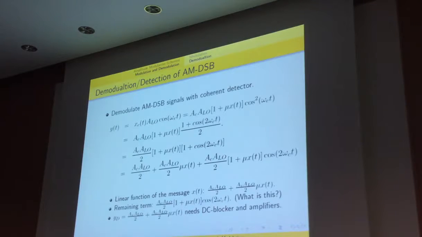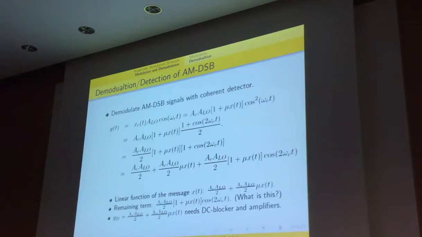So we are finished, right? We can recover our message, but not yet for AM DSP. Why? Because we haven't dealt with the first term yet. The first term is constant and it's a DC component. To reject this DC component, what do we need? A DC blocker, right? So what is a DC blocker? What kind of component can reject the DC component?